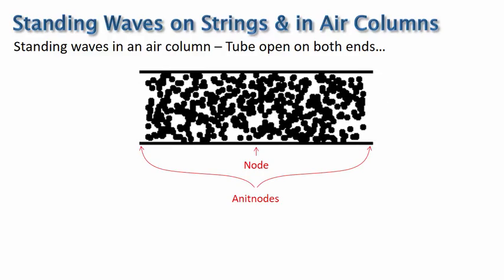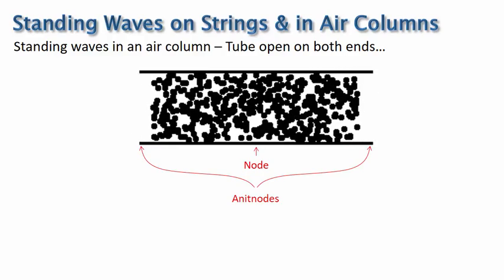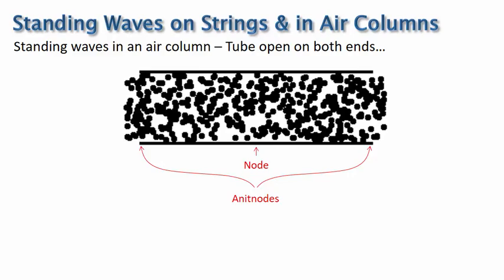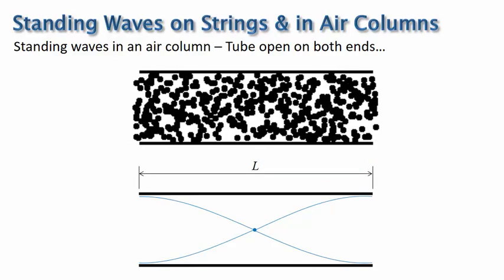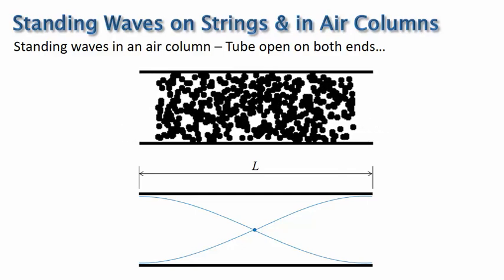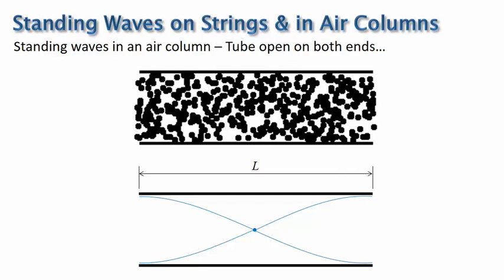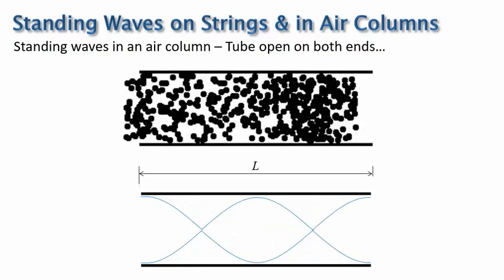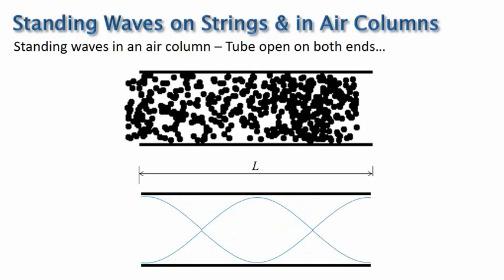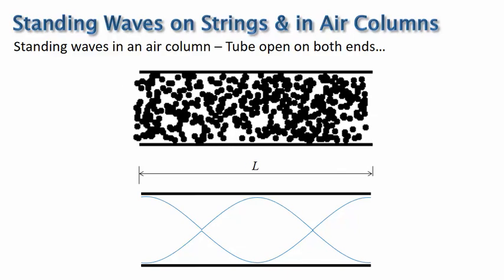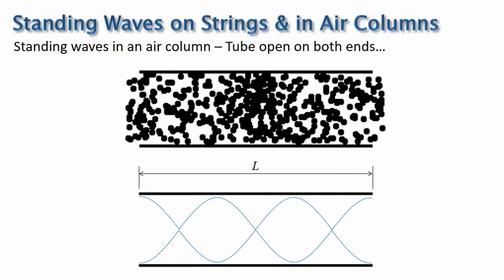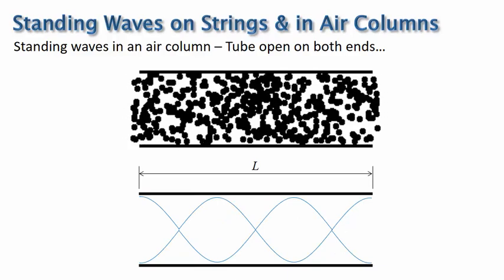It's convenient to represent the motion of the molecules with the same diagram that we used with the string, like this, where you can see the node in the middle and the antinodes on the ends. We get the first overtone by adding another node inside the tube, like this, where now you can see that there are two nodes inside the tube. And we get the second overtone by adding another node like this. So now there are three nodes inside the tube.